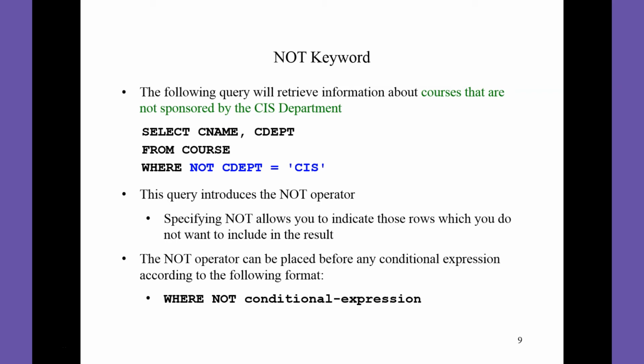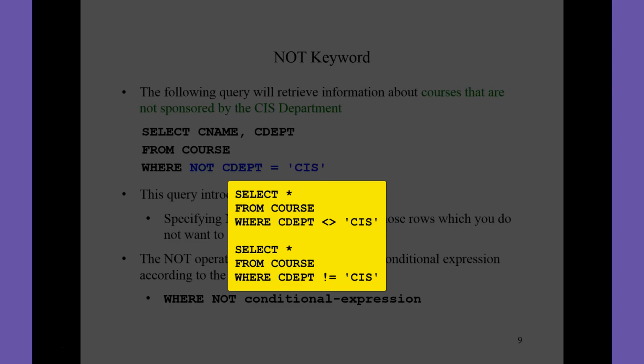As an alternative to the not keyword, the negative relational operator of not equal could be used. The following queries use a negative relational operator in place of the not keyword. They are logically equivalent to what we've expressed here using the not keyword.